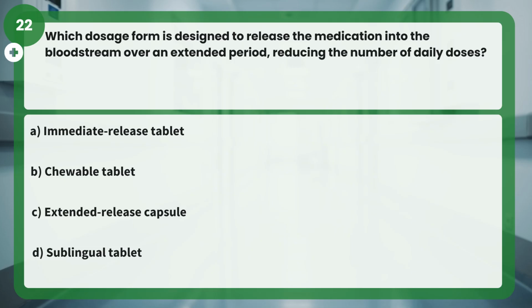Question 22. Which dosage form is designed to release the medication into the bloodstream over an extended period, reducing the number of daily doses? A. Immediate release tablet. B. Chewable tablet. C. Extended release capsule. D. Sublingual tablet.